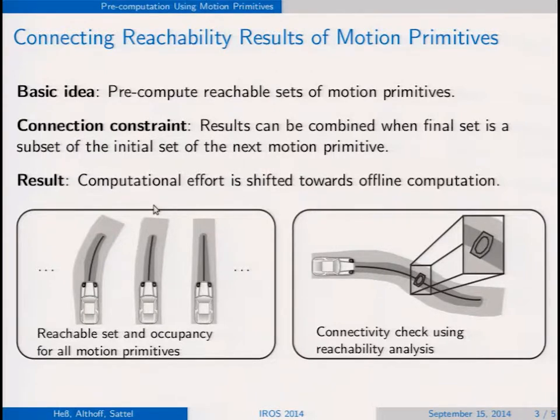For each motion primitive, we compute the reachable sets, indicated here by this dark gray area, and we also store the occupancy of the vehicle when it follows this motion primitive. We always have an assumption on the initial set of states and a final set of states, and then we check if the final set of states is enclosed in the initial set of states of the next motion primitive, so that we can connect our movements.